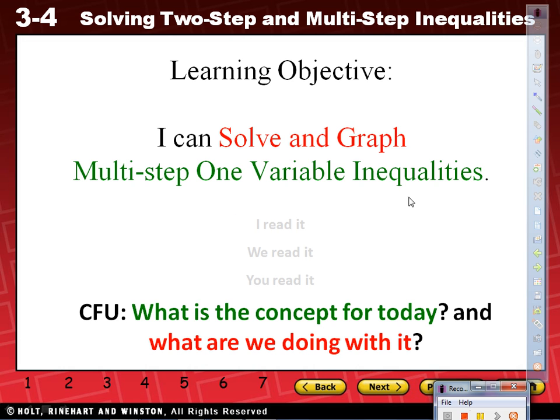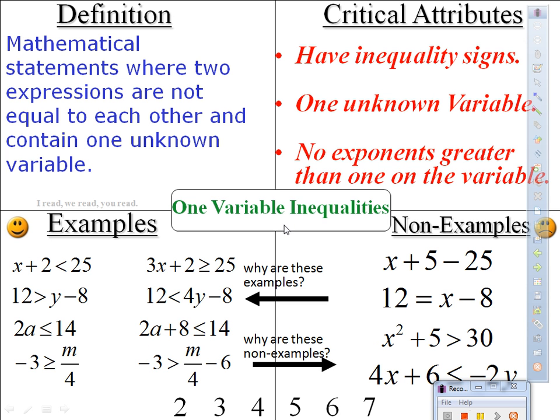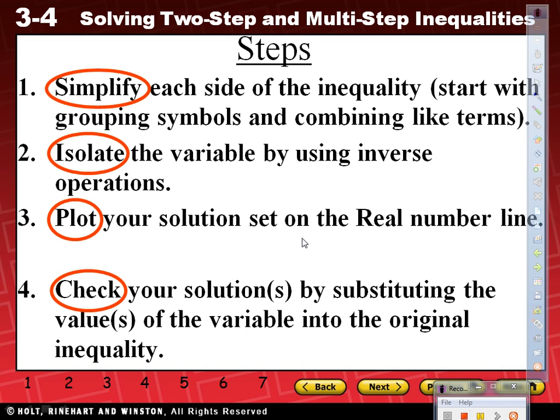Multi-step inequalities. So we already know what one variable inequalities are. So that's why we don't need a Frayer model, right? Do we know our steps also? Yes. Simplify, isolate, plot, and check. So now on your paper, even though I give you the steps on the left side, that's so that you can keep in mind what we're doing.